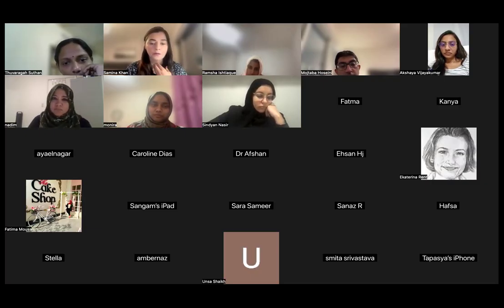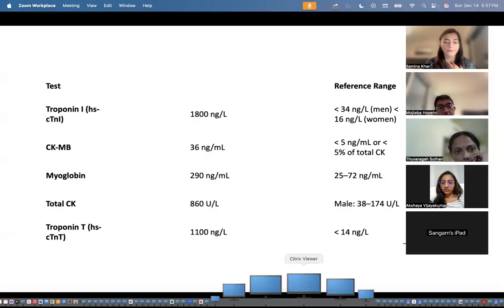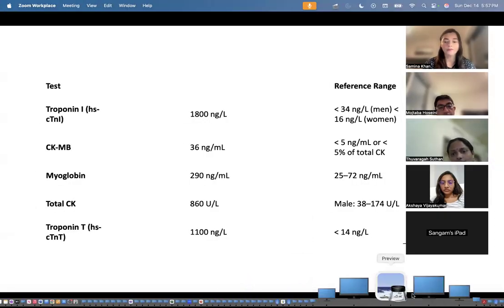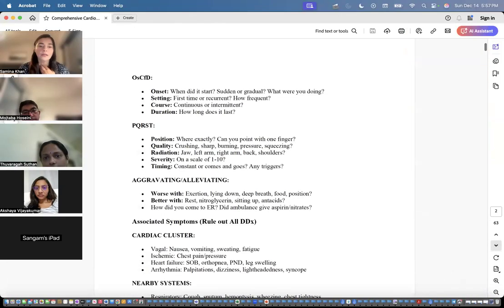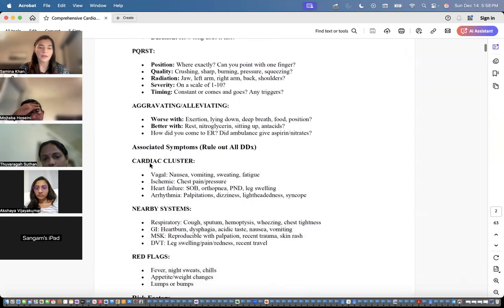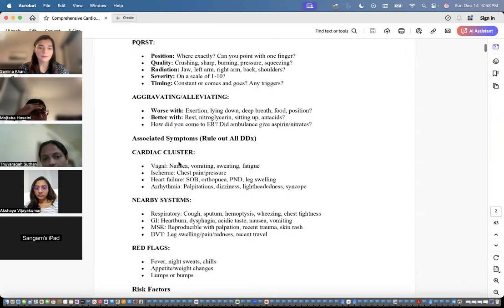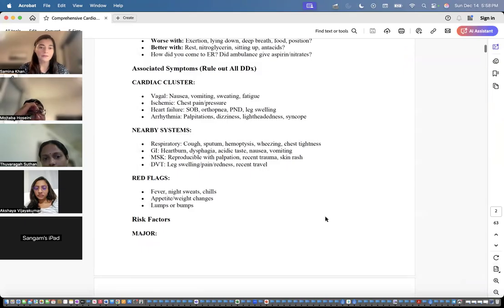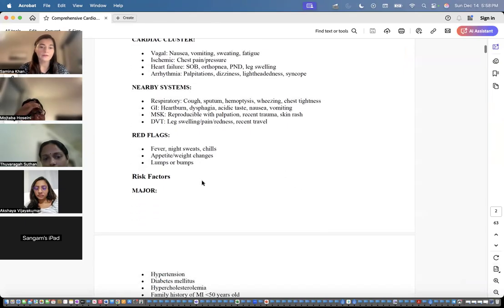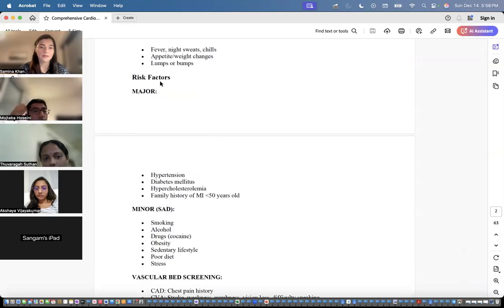The notes that I shared with you guys, the one I updated and then shared with you, you can see the whole thing of everything that we just discussed, and all the associated symptoms are here to ask. Then, of course, the nearby symptoms, the red flags, if they are related to the case, and these are the risk factors.